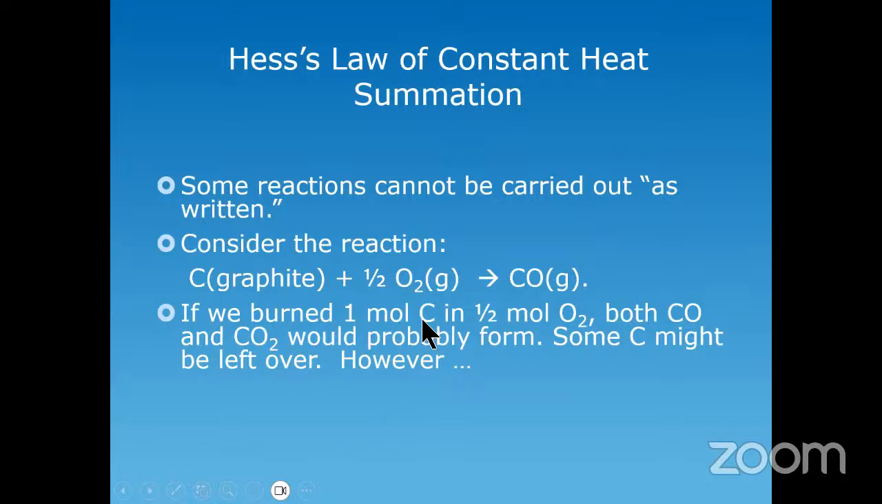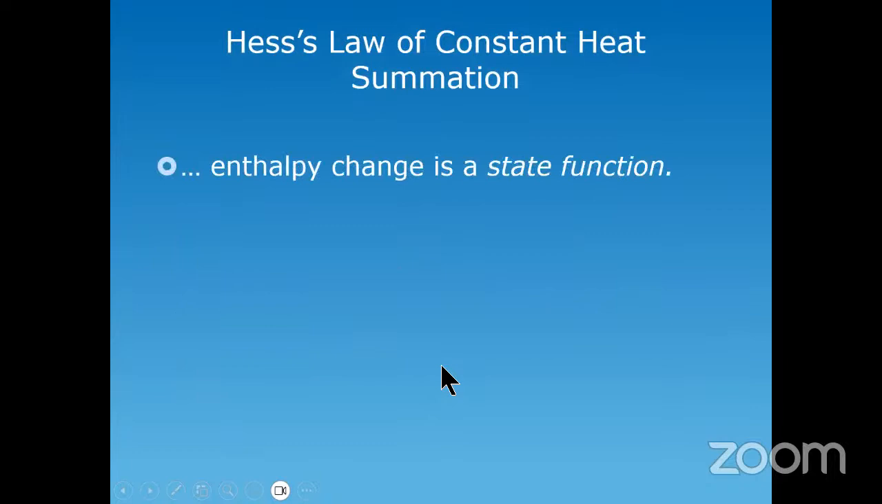If we burn 1 mole of carbon and half a mole of oxygen, both carbon monoxide and carbon dioxide would be more likely produced, and that's because the carbon monoxide will itself react with oxygen to form carbon dioxide. And not only that, but as stated here, some carbon, the original carbon here, might be left over, all right? So how do you determine the enthalpy change for this reaction?